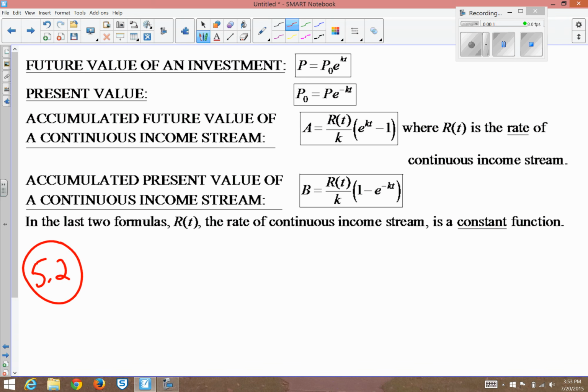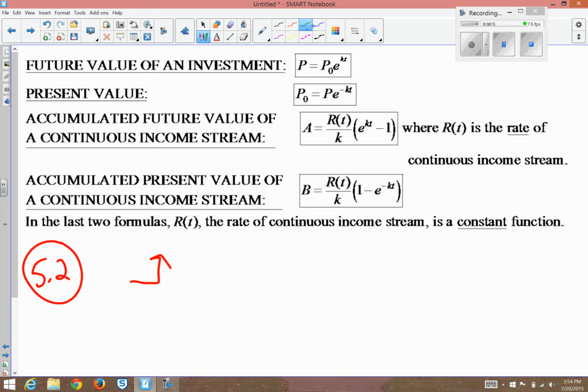You'll need these four formulas up here. Future value of an investment: P equals P sub 0 e to the kt. Present value: P sub 0 equals P e to the negative kt. Accumulated future value of a continuous income stream: A equals R of t over k times (e to the kt minus 1). And the accumulated present value of a continuous income stream is B equals R of t over k times (1 minus e to the negative kt).